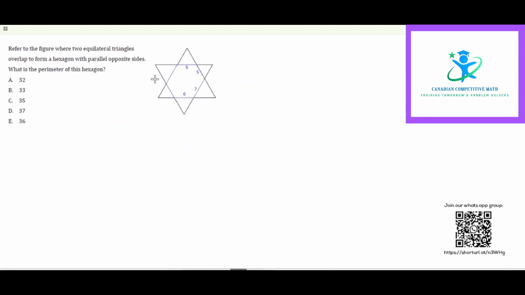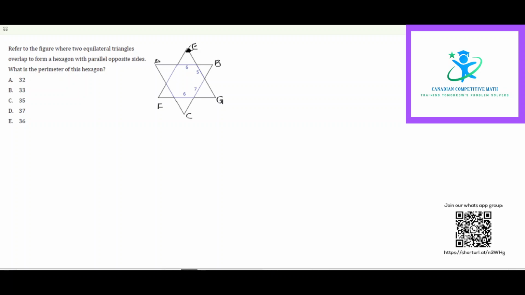So for the sake of clarity, let us label this triangle. This is A here, B, C. This is E, F, G. Since both of them are equilateral triangles, each of the angles here is 60 degrees. Similarly, each of the angles here is 60 degrees.